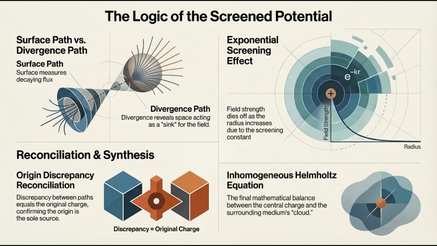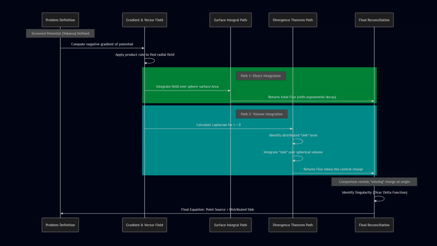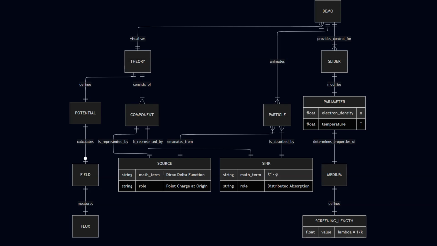The source and the sink. The diagram categorizes the two fundamental players defined in the derivation. The pulsing origin that creates the field and the surrounding medium that acts as a sponge to absorb it.